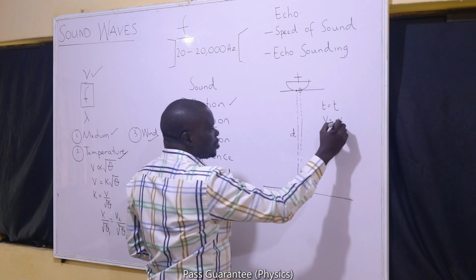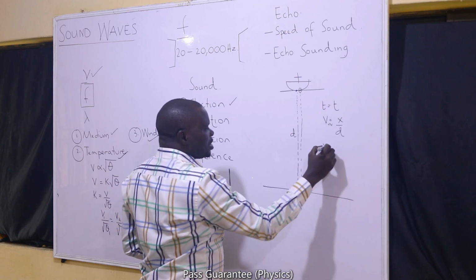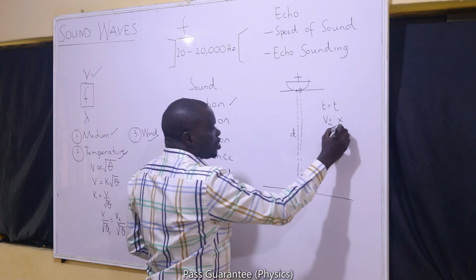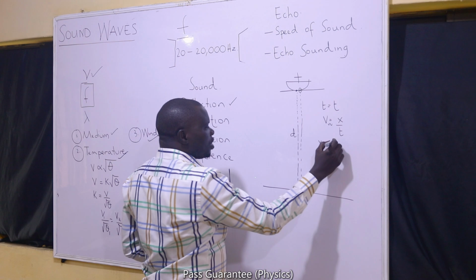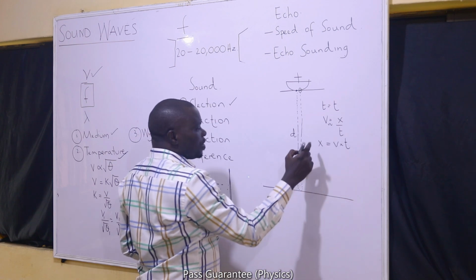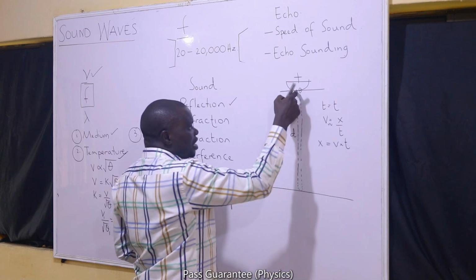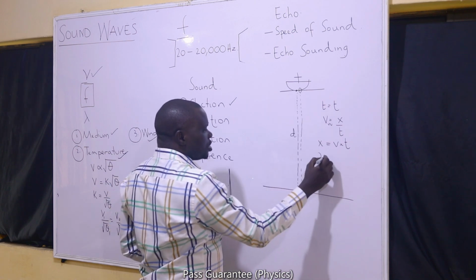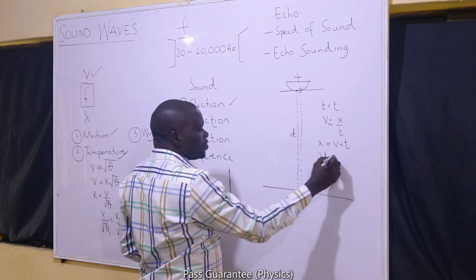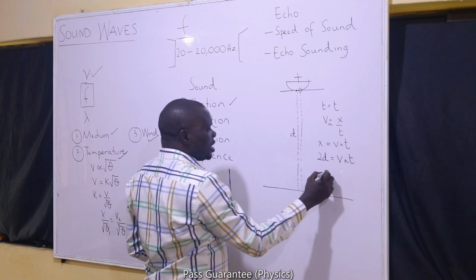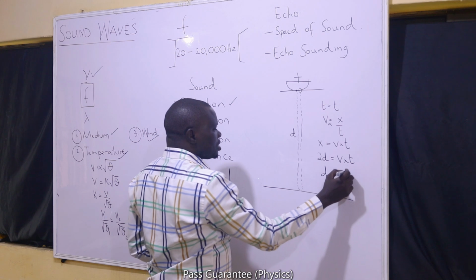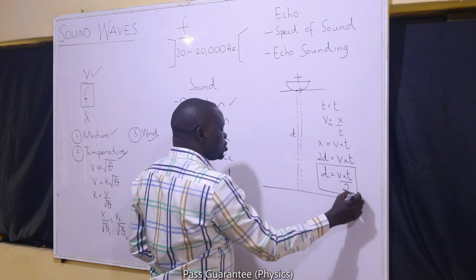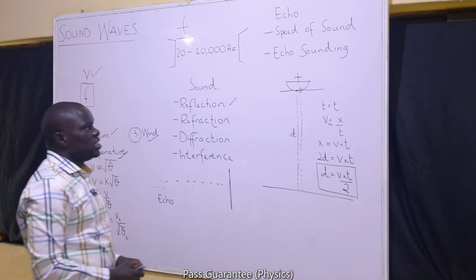Remember that the velocity is equal to the distance over time. The distance must be equal to velocity multiplied by time. That means the distance must be velocity multiplied by time. The distance in this case traveled by the sound is D plus D, which is 2D, where D represents the depth of the sea, equal to velocity times time. My D therefore must be velocity times time divided by 2. And that should give me the formula that I will use to find the depth of the sea.